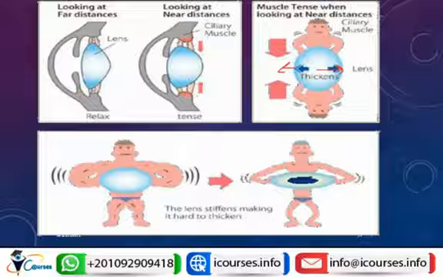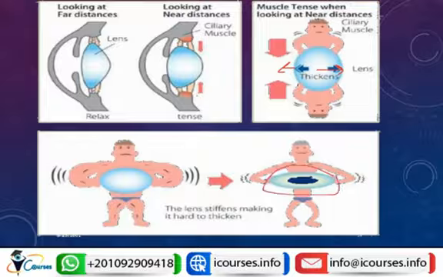As we get older, the ciliary muscle becomes weak, and so the ciliary muscle is no longer able to contract, and so we are not able to increase the anteroposterior diameter of the lens, so this will lead to presbyopia.